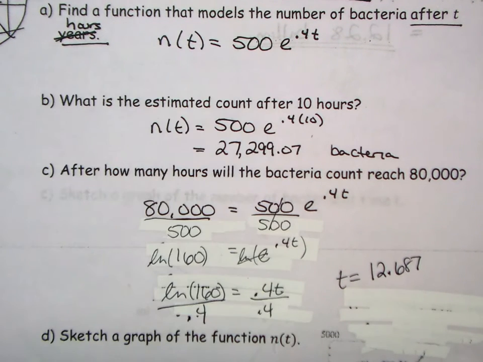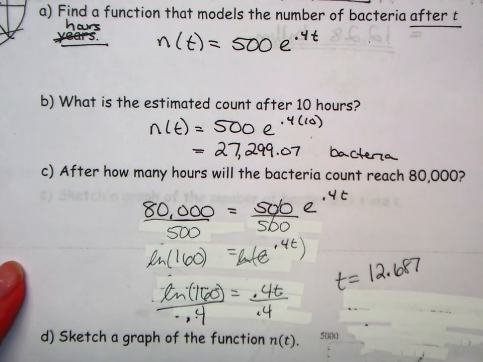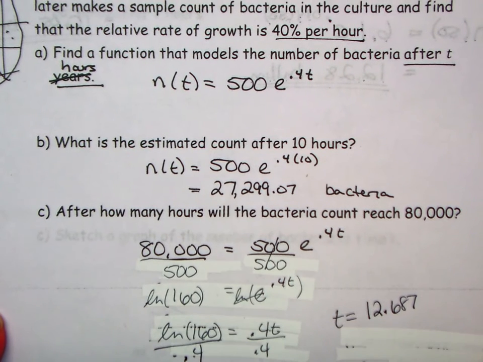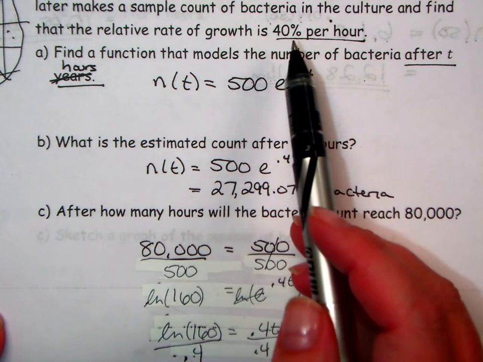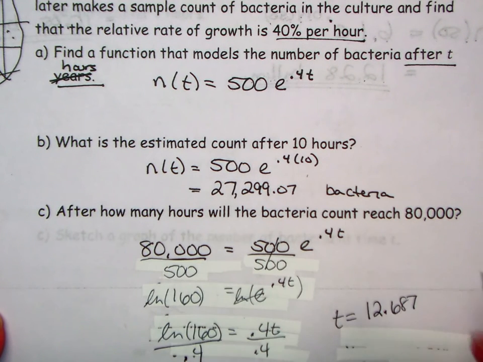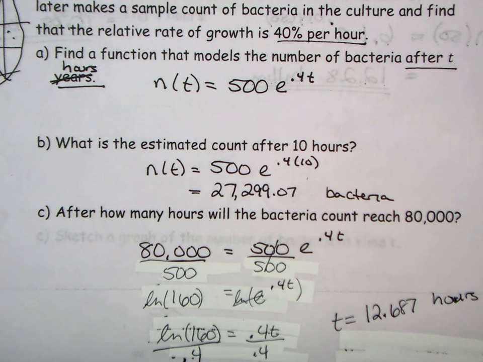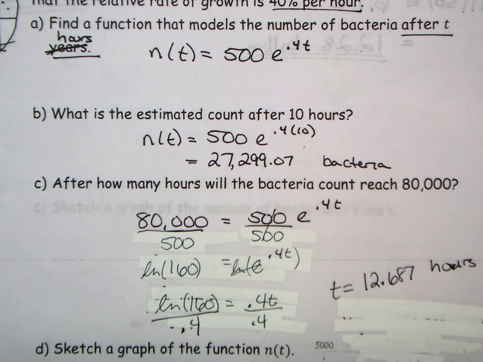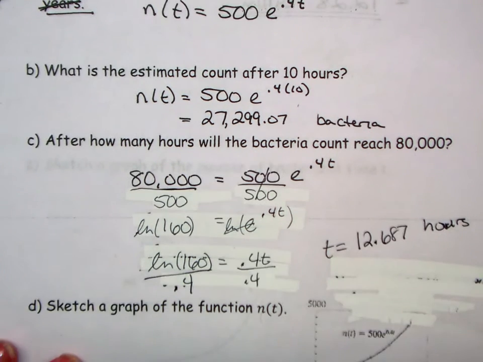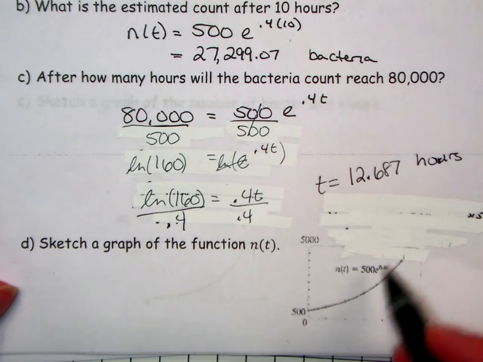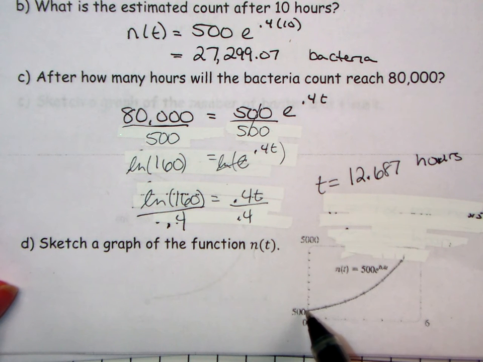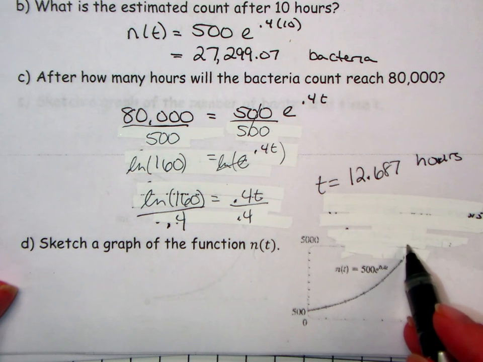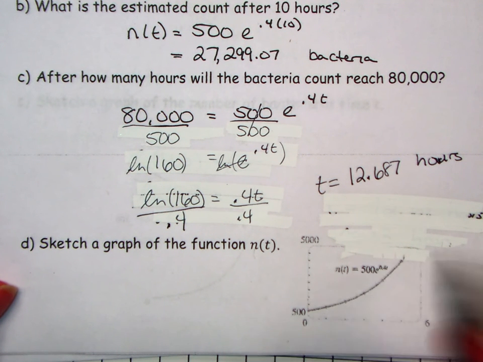Now this is time. Time should match the units of our growth rate. Okay, so the growth rate is 40% per hour, so this time is in hours. Right, so it's going to take approximately 12.687 hours to grow to 80,000. Right. Sketching a graph of the function again, it's just going to be an exponential function with a y-intercept of 500 because that's where the population is starting, and then it's just going to grow exponentially from that point.